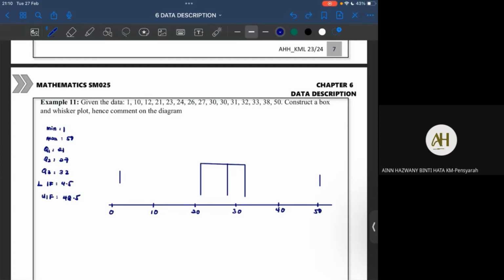Lebih kurang lah. Okay, labelkan everything. Ada 1, 50, 21, 27, 32. Okay, so ini 5 benda. So now we are going to label our lower inner fence and upper inner fence.